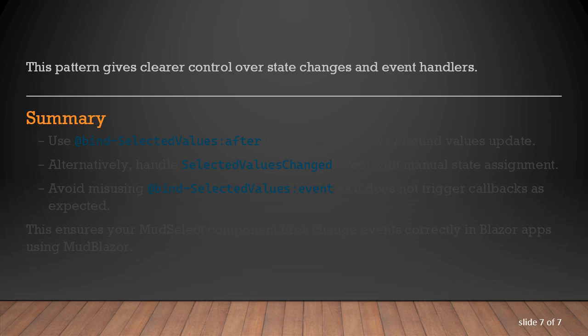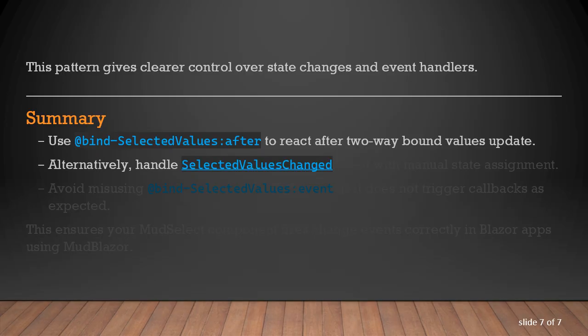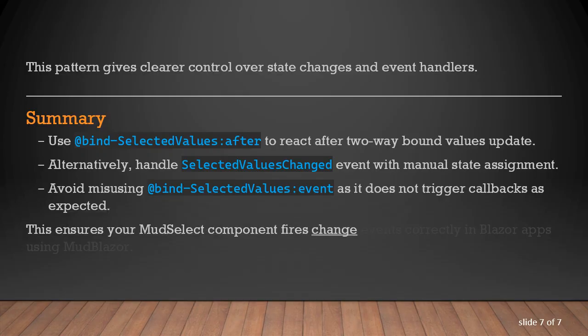Summary: use @bind-SelectedValues:after to react after two-way bound values update. Alternatively, handle the SelectedValuesChanged event with manual state assignment. Avoid misusing @bind-SelectedValues:event, as it does not trigger callbacks as expected. This ensures your MudSelect component fires change events correctly in Blazor apps using MudBlazor.